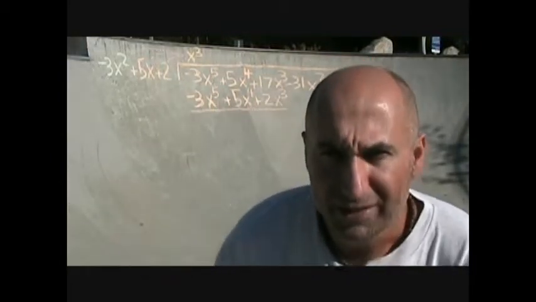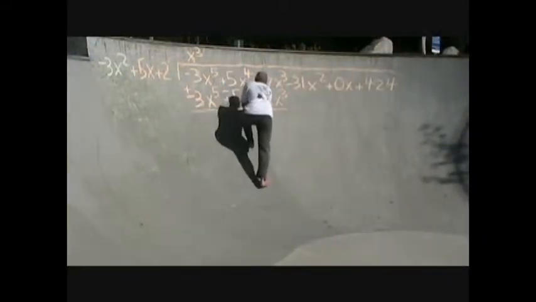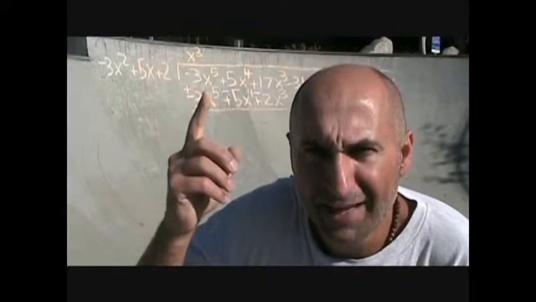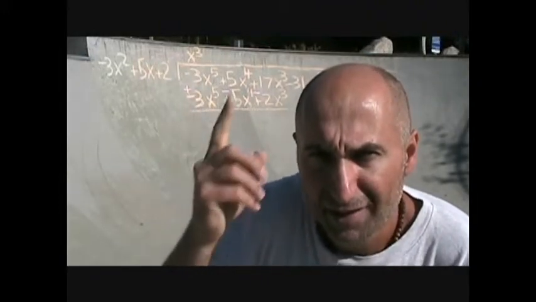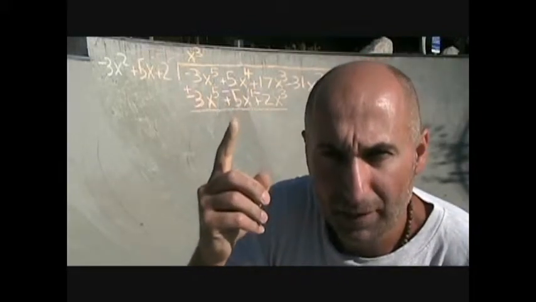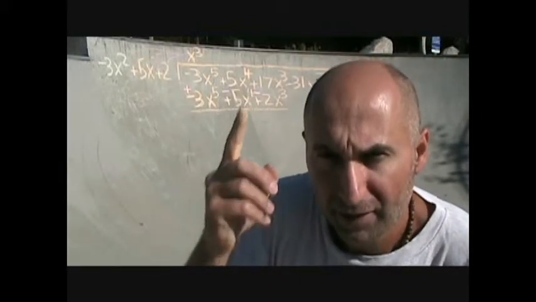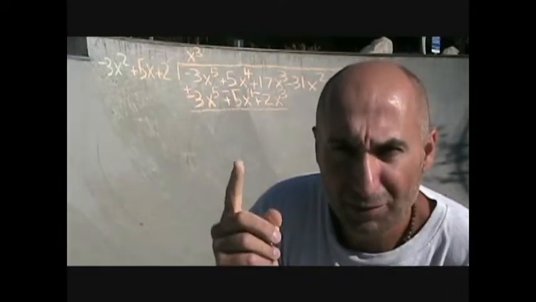Now, what we're going to do is change all the signs and add them. Negative 3x to the power of 5 plus 3x to the power of 5, they kill each other. 5x to the power of 4 minus 5x to the power of 4, these two end up killing each other. And 17x cubed minus 2x cubed is going to be 15x cubed.